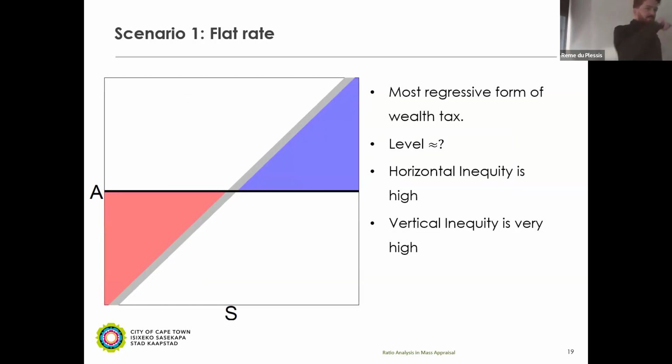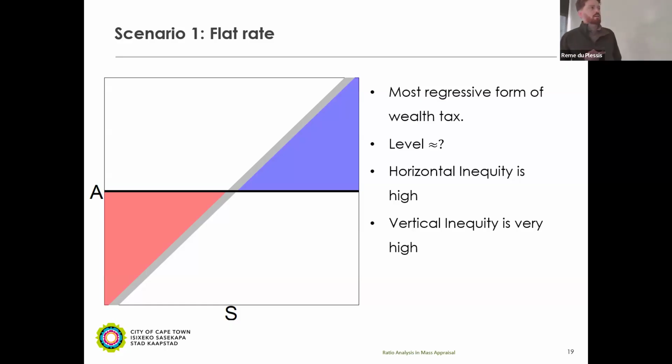So a couple of examples would be if you had a mass appraisal model that is very naive, you just use a flat rate for your entire market. This would be your most regressive form of wealth tax when it comes to properties. Your level would be unknown because it would be wherever you set this. If you set this at your median property price, it would come in down here. You would overvalue the lower valued properties slightly, but you would severely undervalue your upper areas. And here the blue also indicates undervaluation.